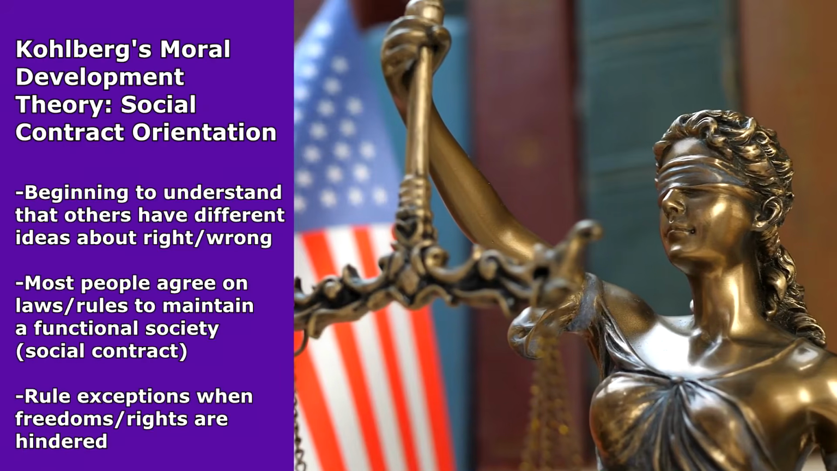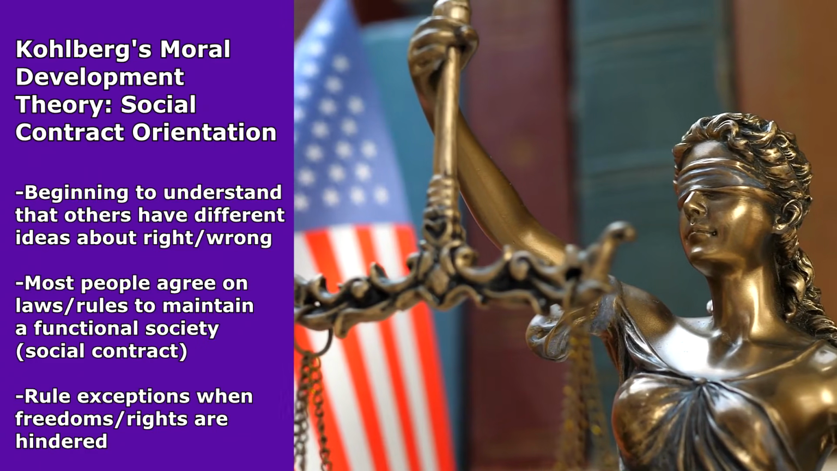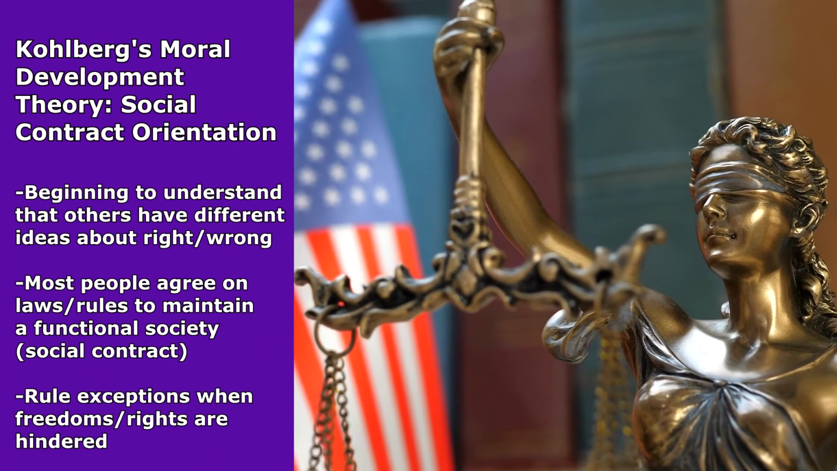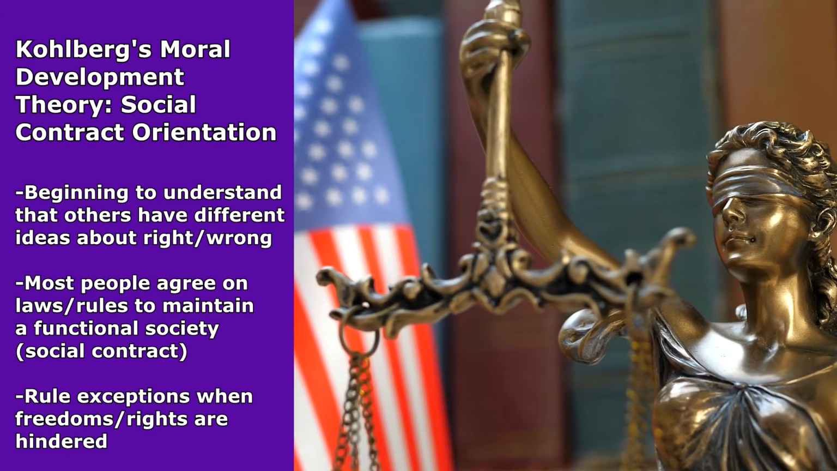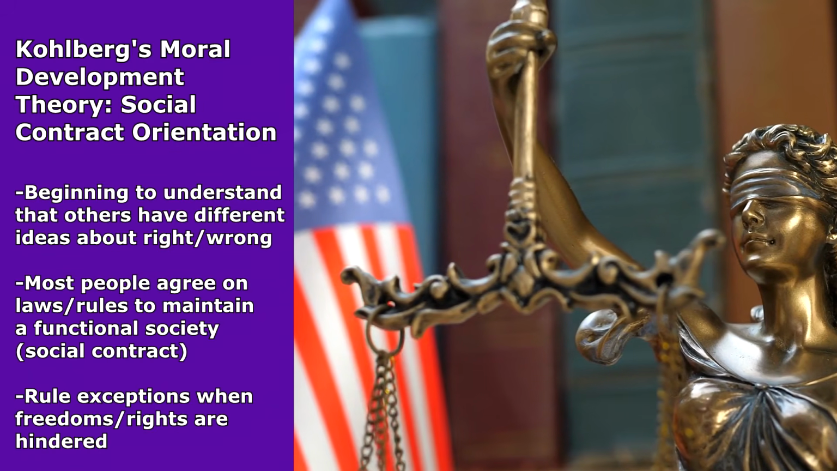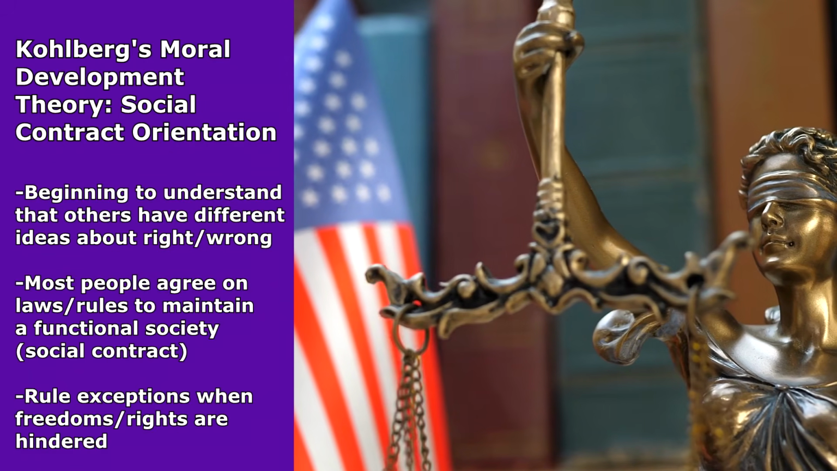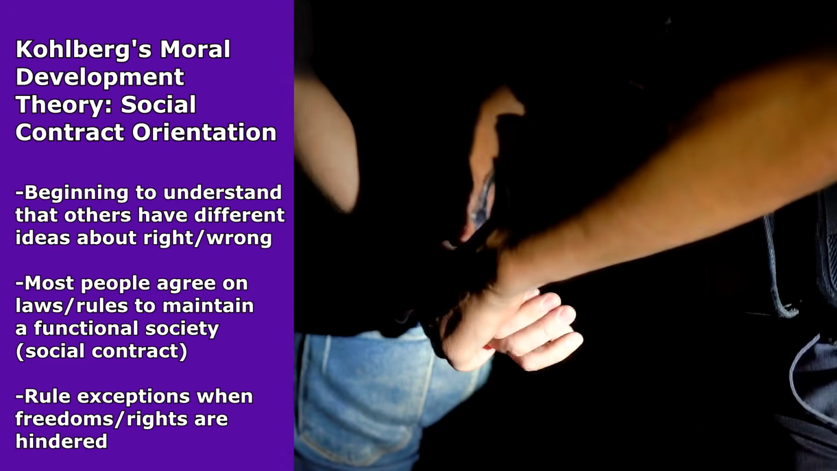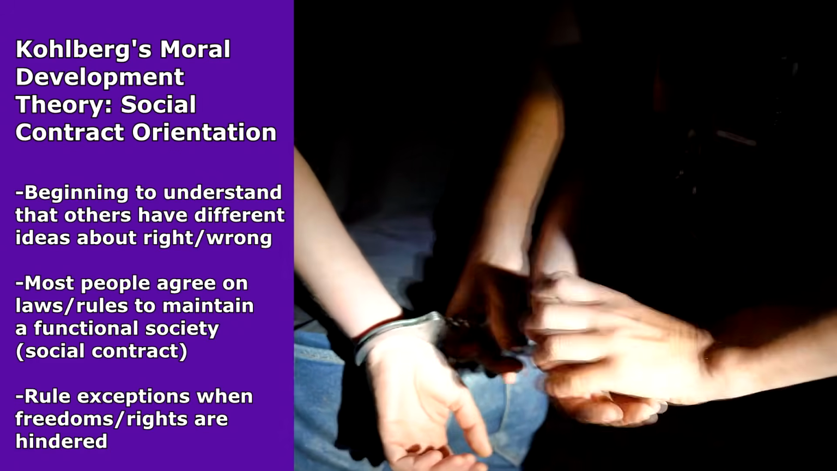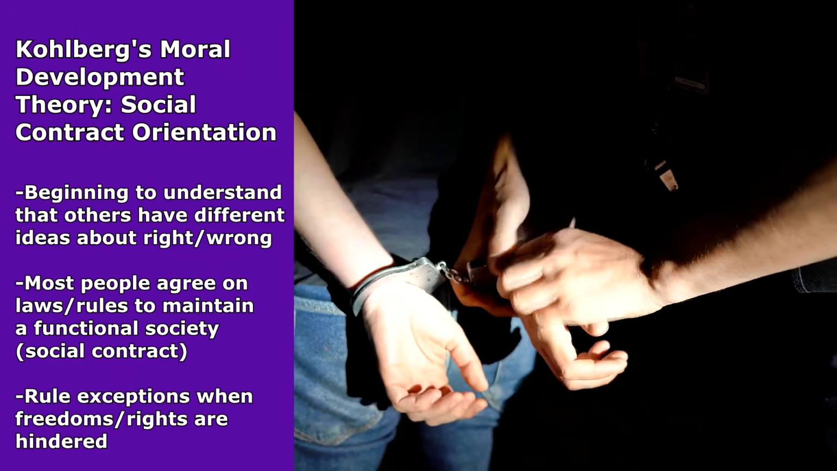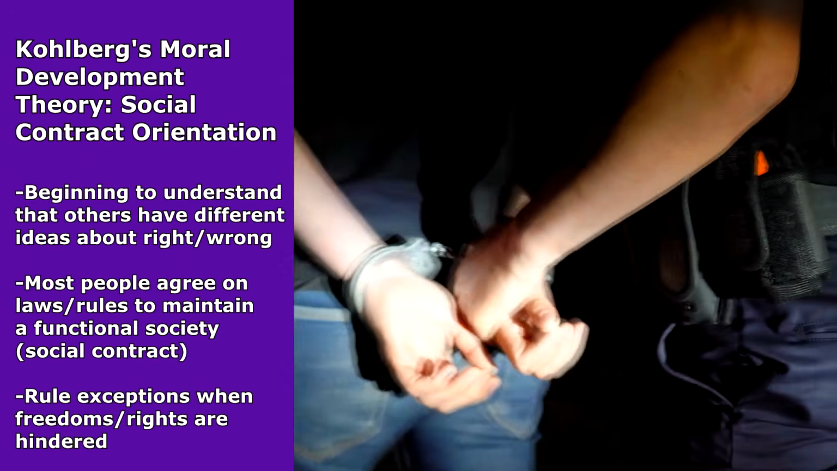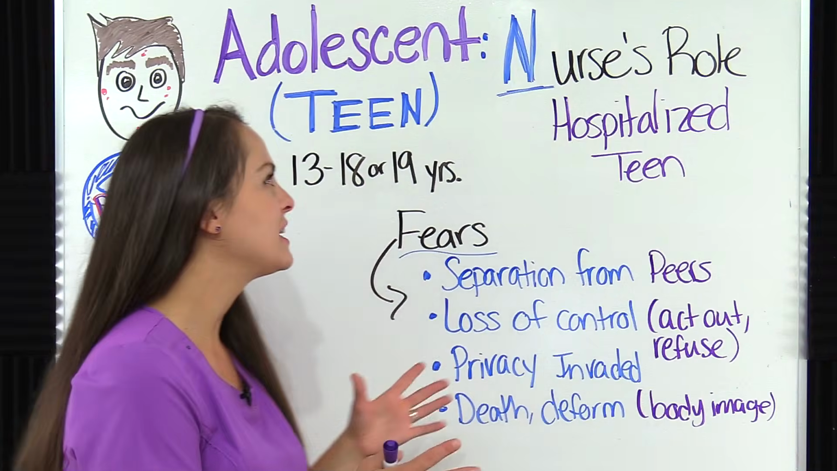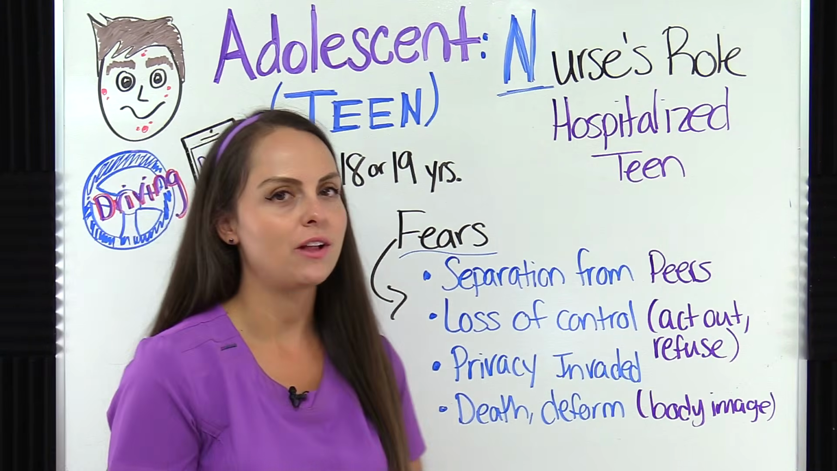However, the teenager is starting to understand that people have rights and basic human freedoms and moral personal values they follow. And if laws and rules hinder or go against these, there's an exception for the rules or the laws. So they're starting to understand that people may not follow the rules or the laws if it goes against their personal values. And then the last part of our mnemonic is N for nurse's role with the hospitalized teen.